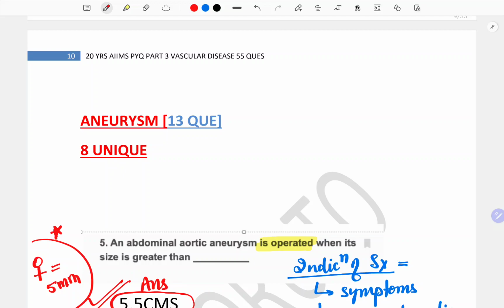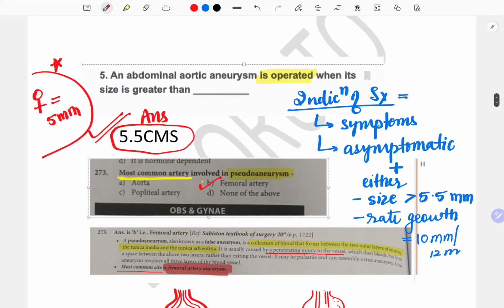Now the third topic is aneurysm. 13 questions have been asked from this topic, so it is an important one, and in 8 different ways. Let's start. First, abdominal aortic aneurysm is operated when its size.